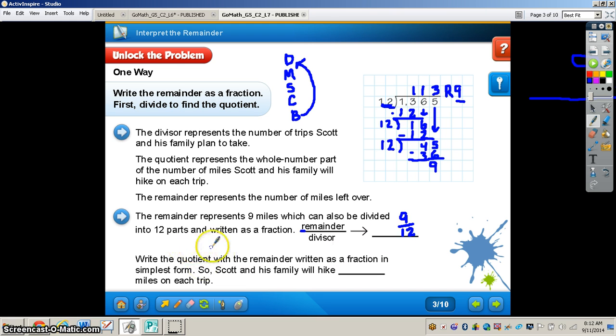Now, what we need to do is write the quotient with the remainder, written as a fraction in simplest form. So Scott and his family will hike, we have 113, that's our whole number. So 113, we need to simplify 9/12 to 3/4. So we can see that Scott and his family will hike 113 and 3/4 miles on each trip.